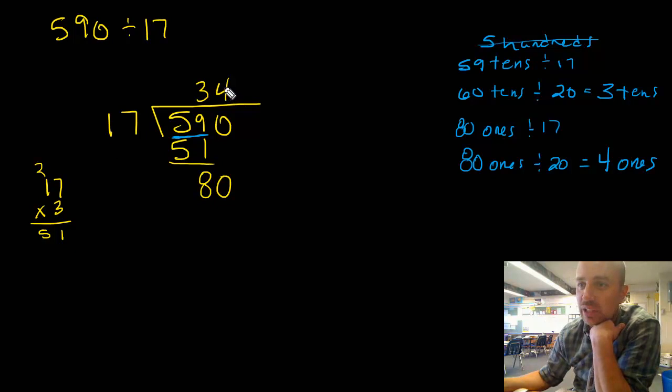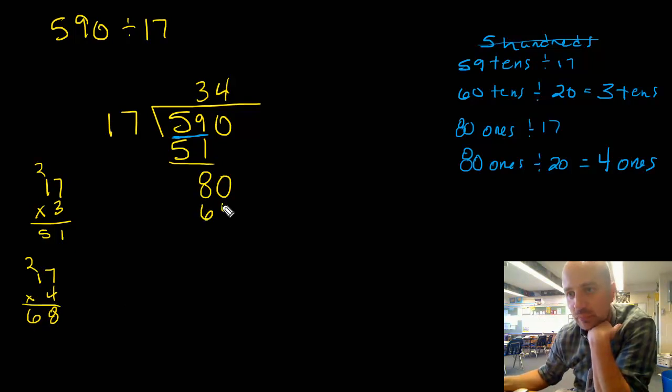So how many is 4 groups of 17? Well, let's do that. 17 and 4 groups. So 4 times 7 is 28. And 4 times 1 is 4, plus 2 is 6. So I get 68.